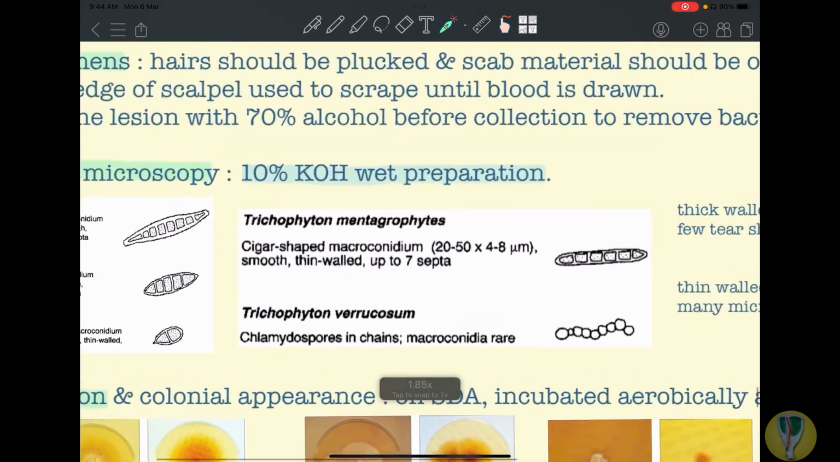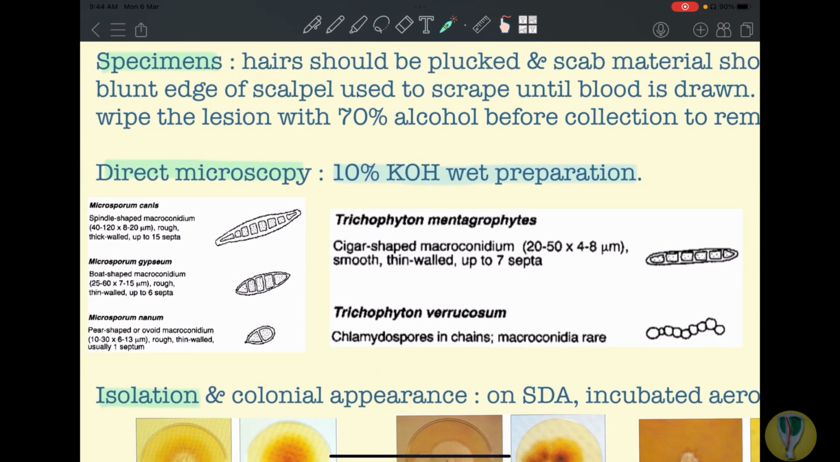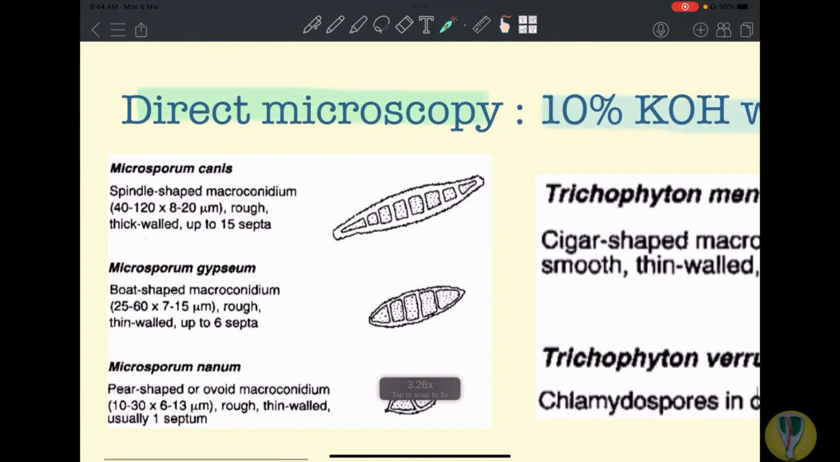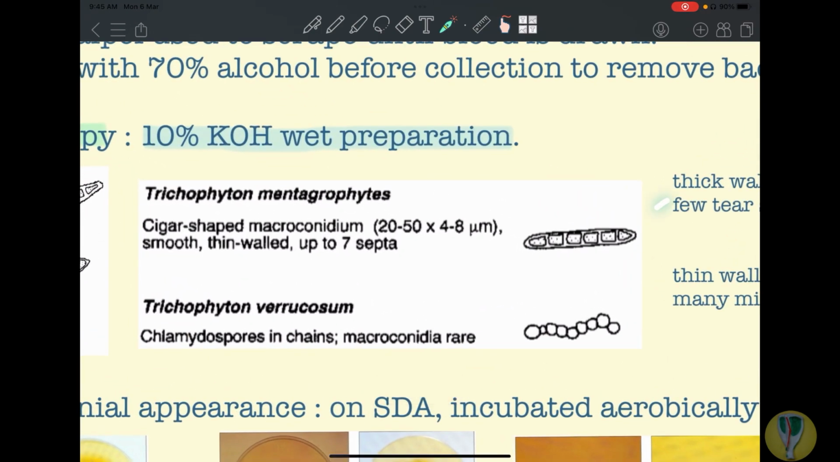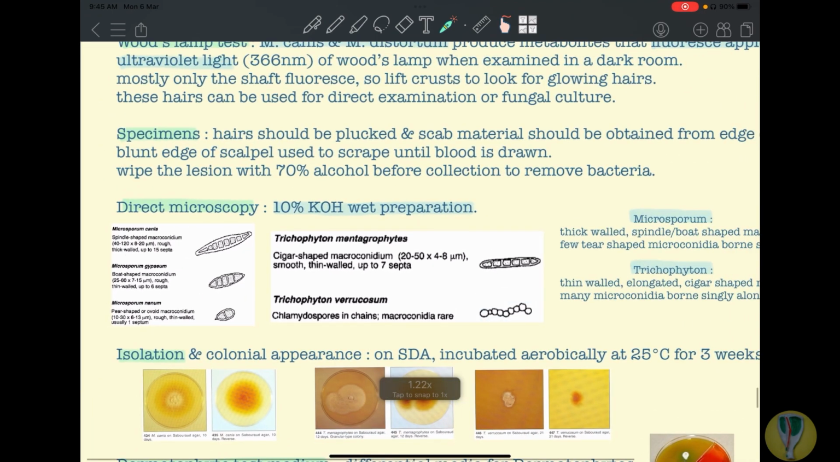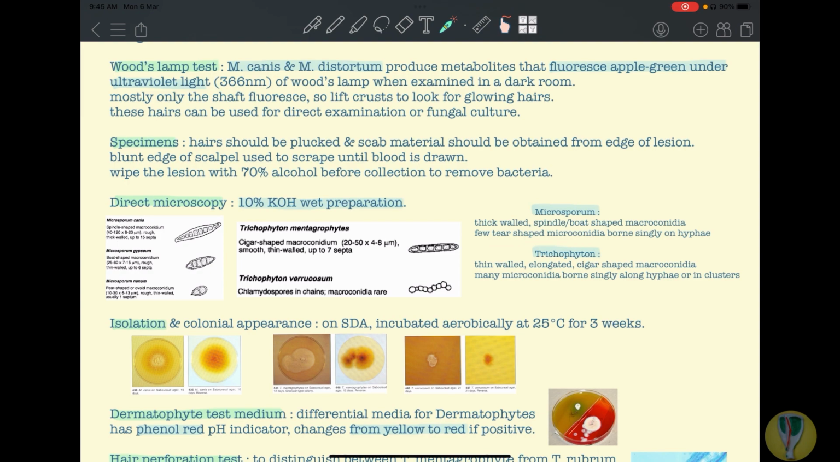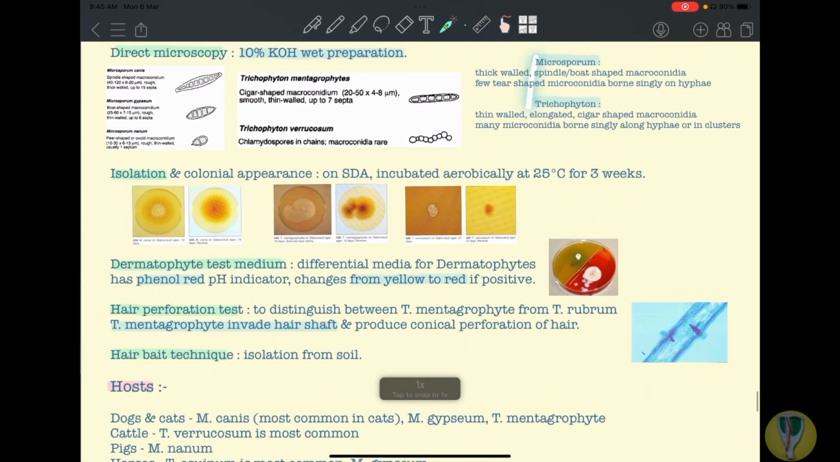Okay, another thing that is the point of differentiation between the various species is the number of septa and the number of cells, and also the shape of the macroconidia. Okay, so in case of Microsporum canis, you can see the macroconidia is spindle shaped. It has 13 to 15 cells and around 15 septa. Okay, so just like this, you should try to remember the number of cells, the shape of all the species of dermatophytes. Then Trichophyton verrucosum is very unique in the sense that it has chlamydospores present in chains. Okay, so chlamydospores present in chains is a feature of which dermatophyte? Trichophyton verrucosum.